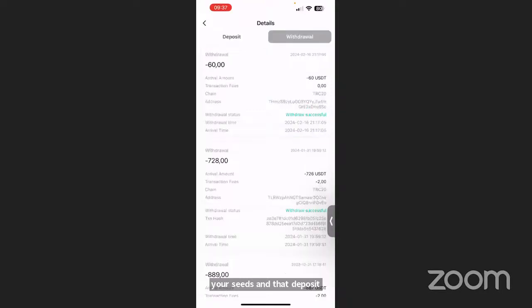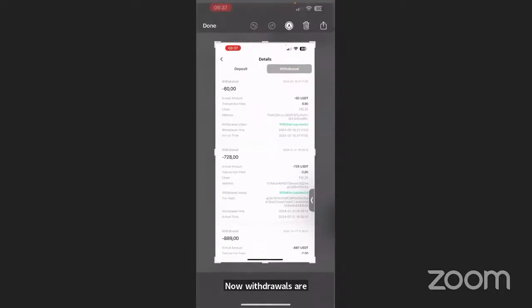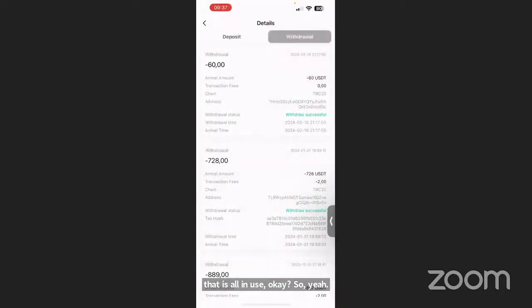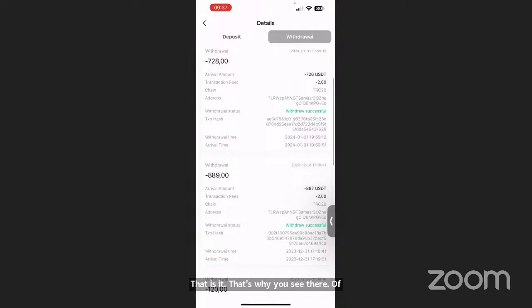Now, withdrawals are monies that have been withdrawn from the opportunity. So you can see yesterday I made a withdrawal to another Royalq account. Sometimes I sell USDT to people and take cash either in Ghana cedis or in euros. So yeah, that is it. That's why you see 0, because someone will be asking, how come you said withdrawals are $2 and they are not charging? Internal transfers, they do not charge, just like our exchanges.